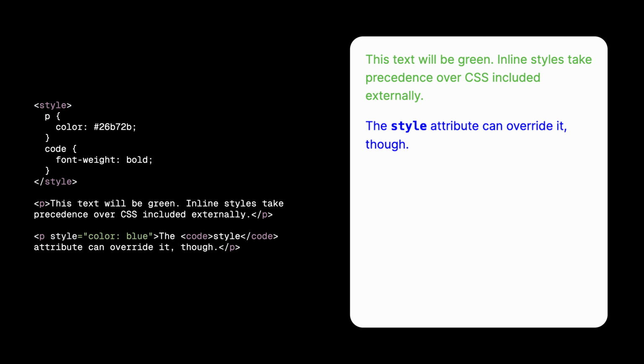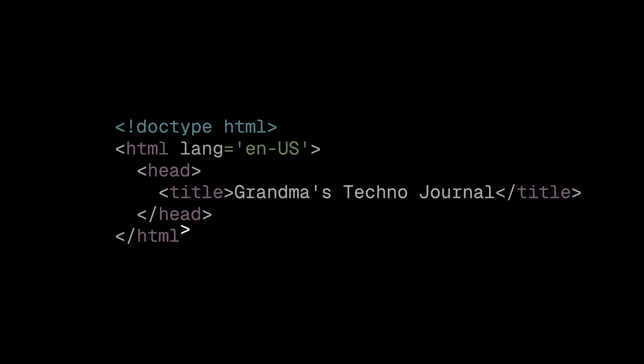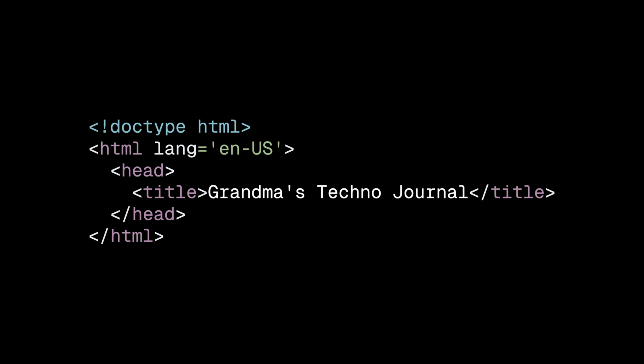Style contains style information for a document or part of a document. It contains CSS, which is applied to the contents of a document containing this element. Title defines the document's title that is shown in a browser's title bar or a page's tab. It only contains text. HTML tags within the element, if any, are also treated as plain text.